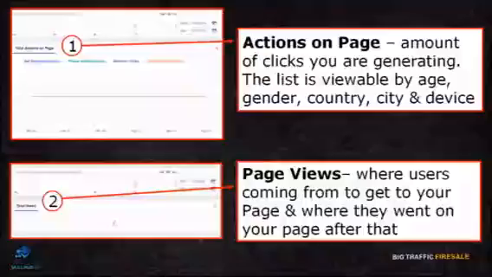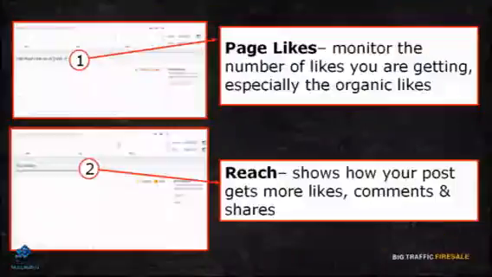These clicks are generated from users who want directions, phone numbers, your websites, and action buttons. This list is viewable by age, gender, country, city, and device. Over at Page Views, you'll see where users are coming from to get to your page, and where on your page they went to once they're on it. Page Likes lets you monitor the number of likes you're getting, both paid and organic likes. In this case, we're aiming for organic likes.